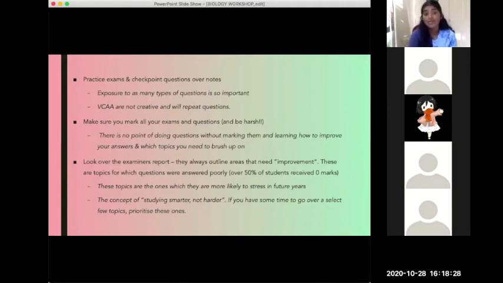Because if they notice that this is an area that needs attention, they're not going to just remove that from the study design. They're actually going to heighten it, and they're going to ask more questions about it, which is a bit cruel, but they're going to do that. And I think in their mind it's beneficial for the student. So use that to your advantage.